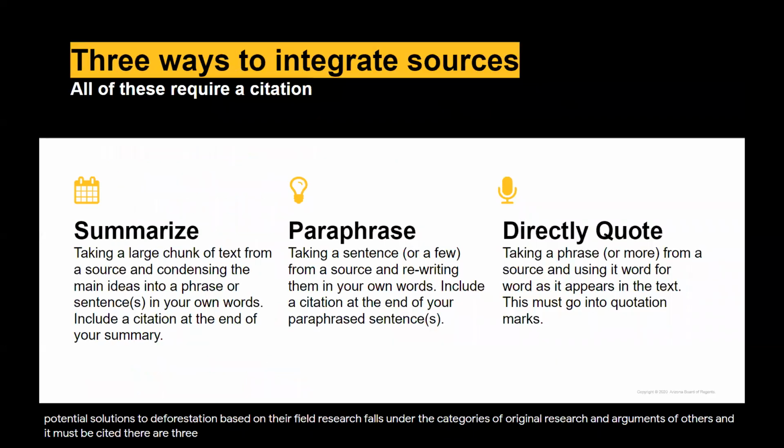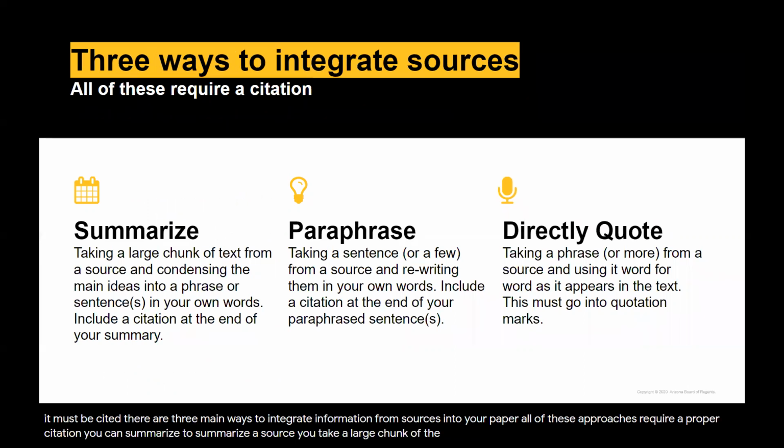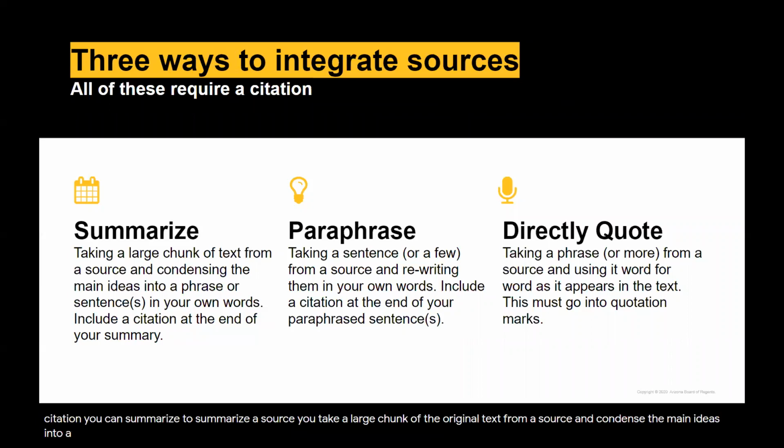There are 3 main ways to integrate information from sources into your paper. All of these approaches require a proper citation. You can summarize. To summarize a source, you take a large chunk of the original text from a source and condense the main ideas into a phrase or sentences in your own words. Include a citation at the end of your summary.